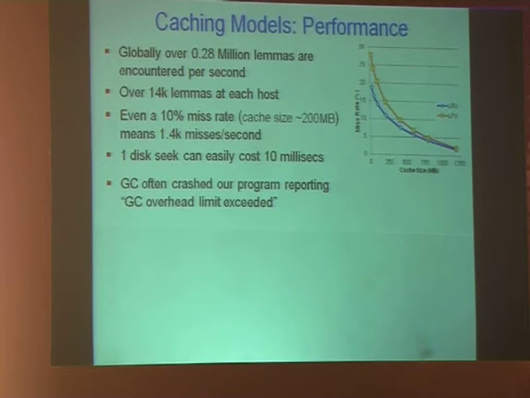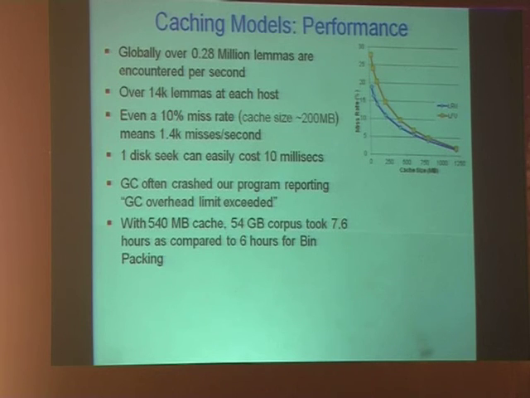But still, there'll be a limit ultimately. And as I said, because of the intolerable stress on the JVM, the garbage collector often crashed our program, saying GC overhead limit exceeded. So because of these constraints, we just present one data point: with a 540 MB cache, the 54 GB corpus took around 7.6 hours, as compared to just 6 hours for bin packing. So it's even worse than the bin packing approach.